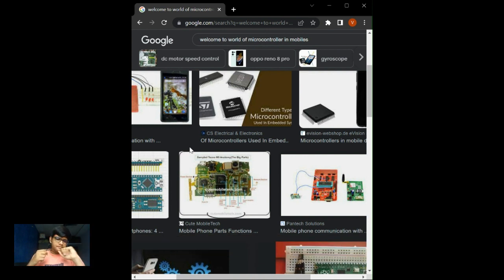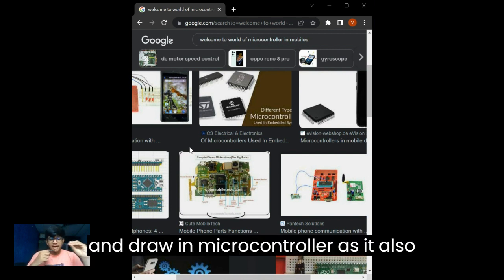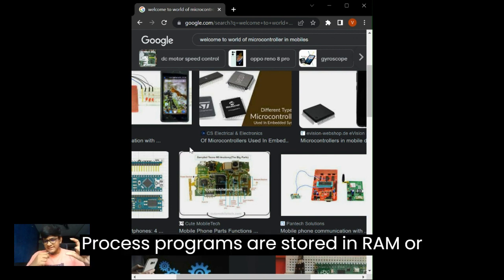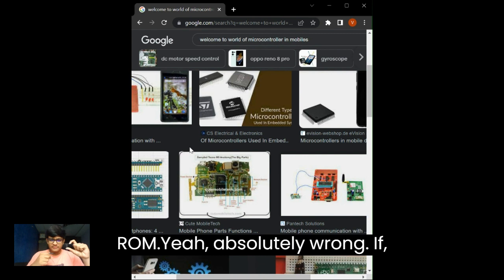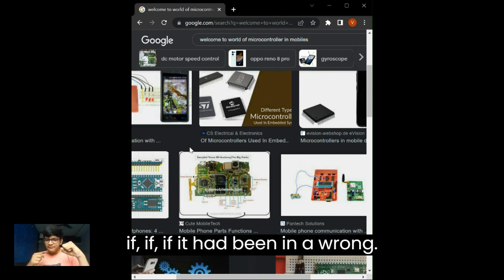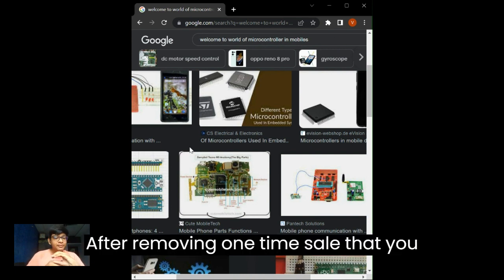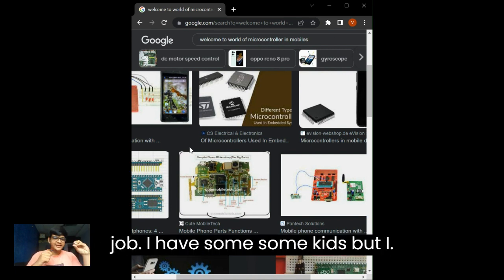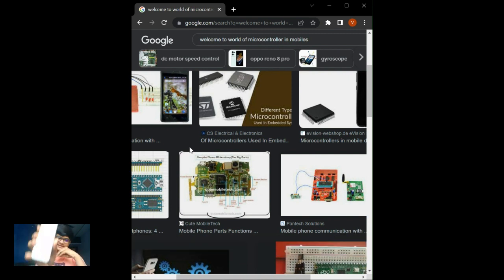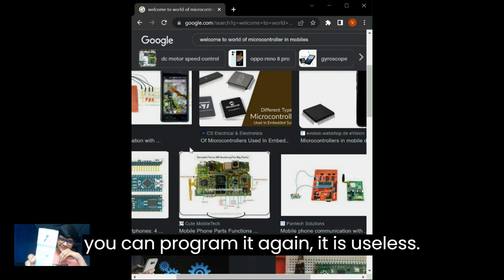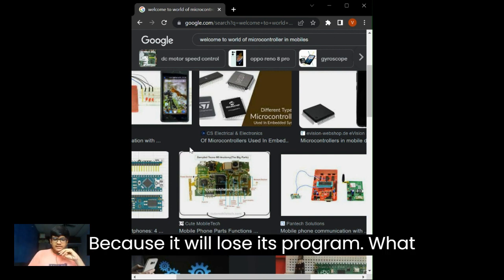So, to go with the specific idea about RAM and ROM in a microcontroller, it also has RAM and ROM integrated within that single chip. So tell me, are programs stored in RAM or ROM? Absolutely wrong if it had been in RAM. After you have bought the product from the retailer shop, if I remove the battery from it, it is useless until you program it again. It is useless because it will lose its program.